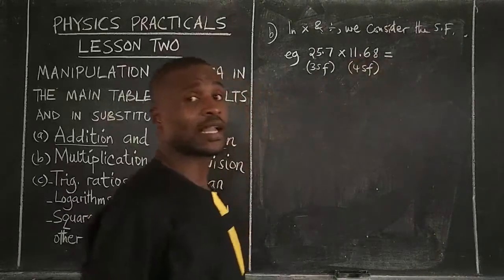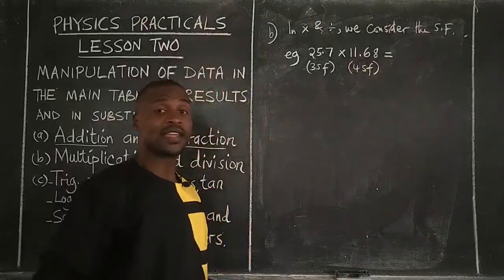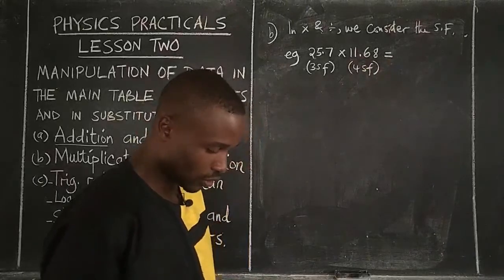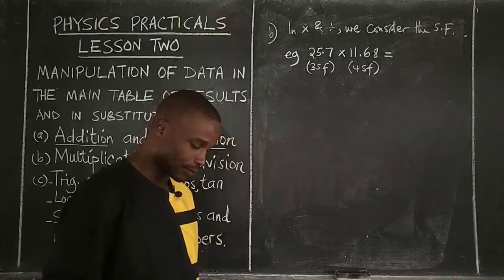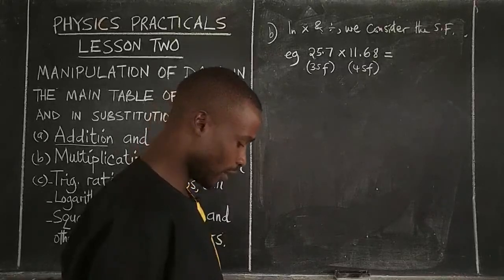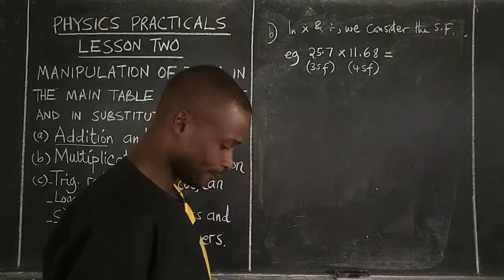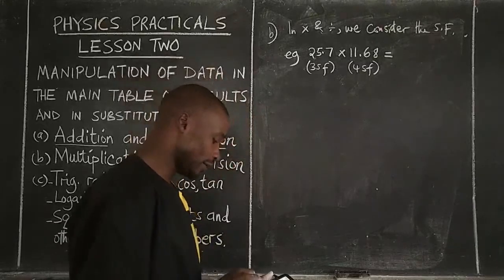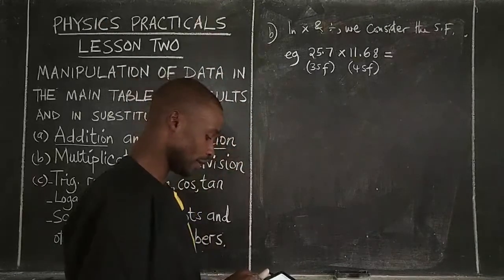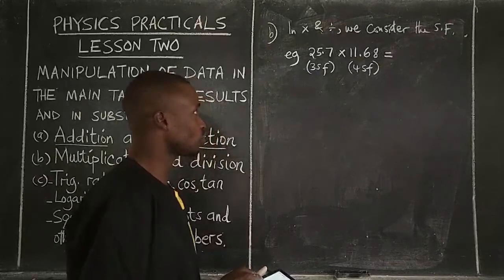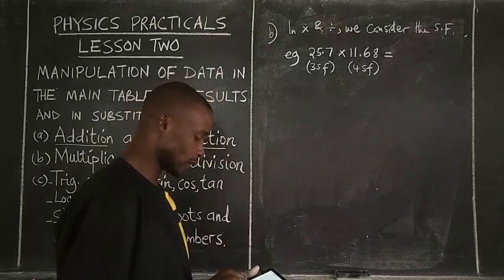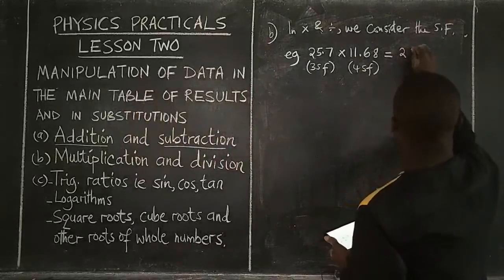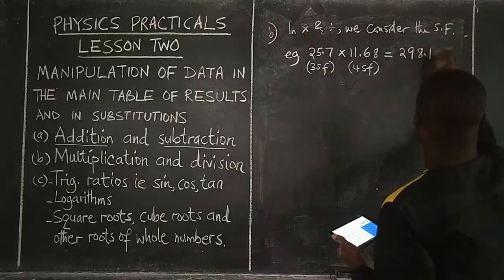So press that on the calculator. And the answer which you get, let me see what I end up with. So we have here the calculator. 25.7 times 11.68. What do you get? We are getting 298.12.